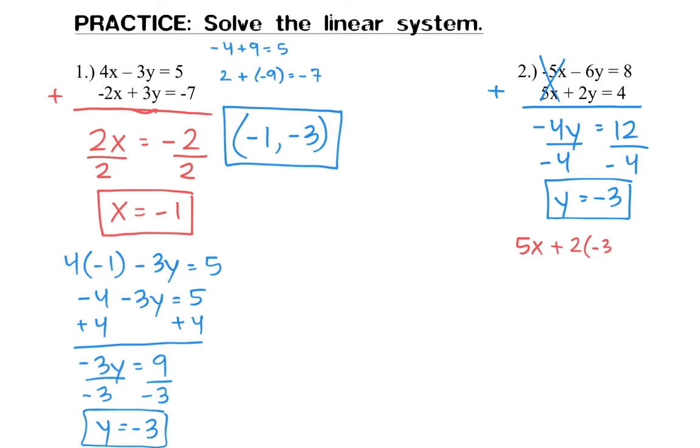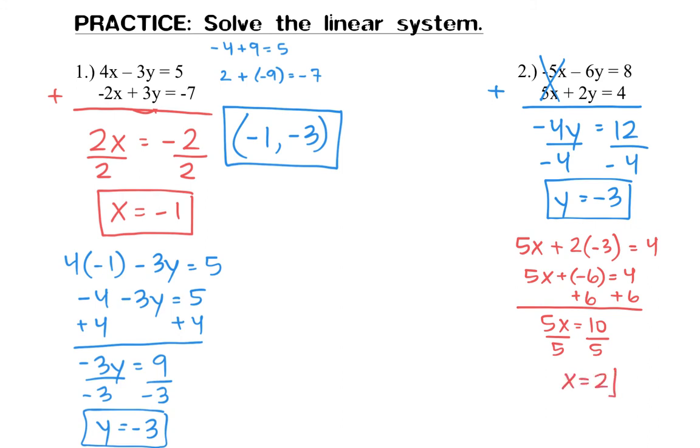So this would be 5x plus 2 times negative 3 equals 4. So I get 5x plus negative 6 equals 4. Add 6 to each side. You get 5x equals 10. Divide by 5, and x equals 2. So my ordered pair is 2 comma negative 3.